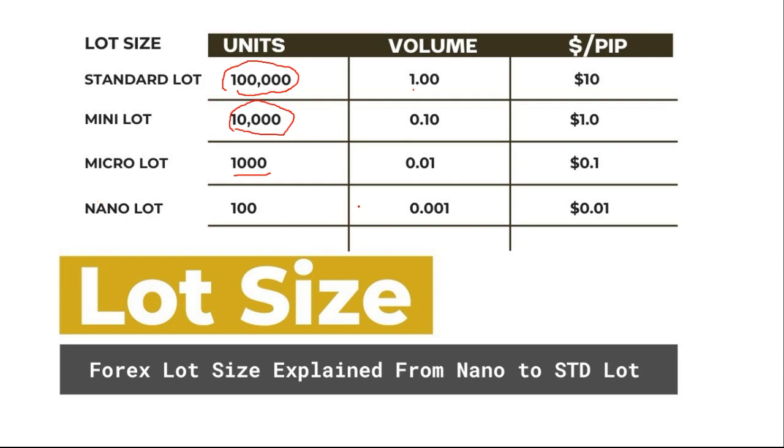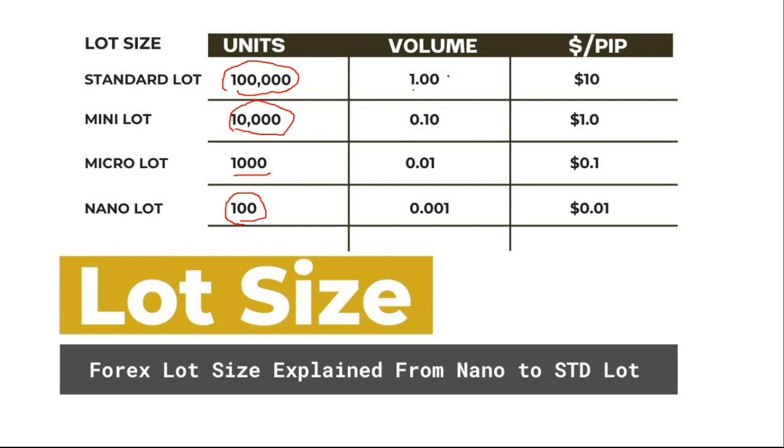Now some platforms don't offer these nano lots, so we're just going to skip this for now. But in case you do come across something like this, for a nano lot, which means you're buying or selling 100 units of the currency, you're opening 0.001. So just get this stuck in your head, perhaps screenshot it. Standard lot, 100,000 units of the currency, is 1.00. Mini lot, 0.10. Micro lot, 0.01.